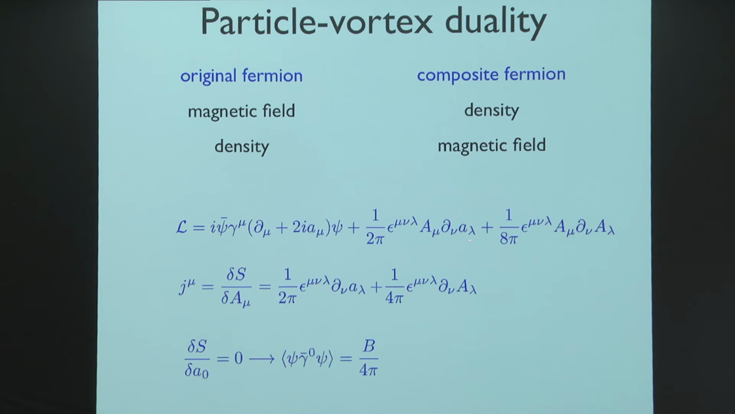And so the nu equal 1/2 state would correspond to a finite density of the composite fermion in magnetic field 0. If we write down this action and then try to compute the current and the density of the composite fermion, you see exactly how this map, the exchange of the notion of magnetic field and density, is realized.